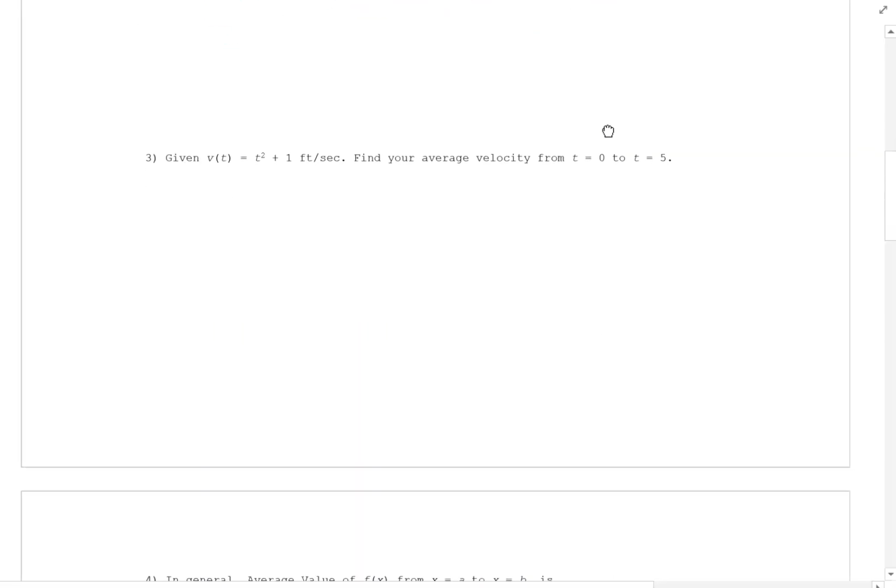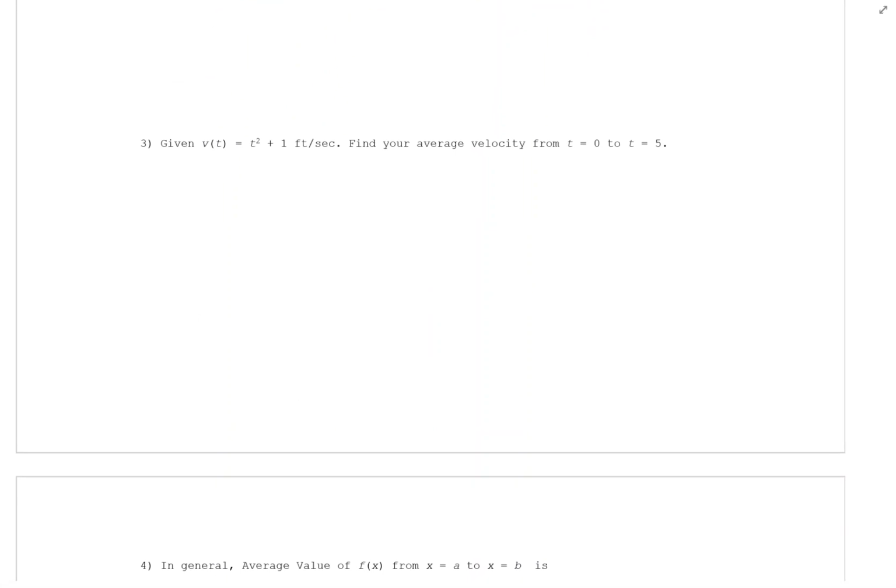Well, this is our key piece of information: we're going to take our net distance and divide by our change in time. Well, if I'm given a velocity equation, v of t equals t squared plus 1 feet per second, to find the average velocity from t equals 0 to t equals 5, my average velocity is going to equal the net distance divided by the change in time, just as we had right up above.